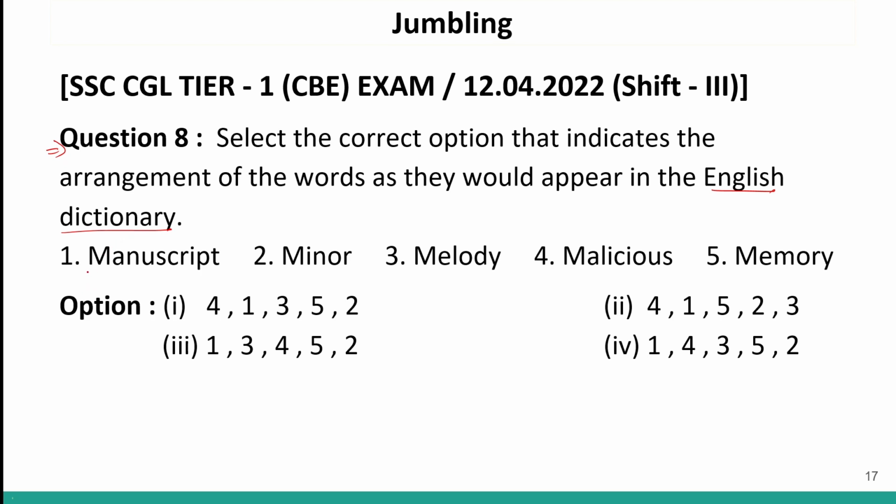So I can see M is common. Manuscript, minor, melody, malicious, and memory. M is common. We will move on to the next letter. Here we have A, which is 1. Here we have I, which is 9. Here we have E, which is 5. Here again we have A, which is 1, and here again we have E, which is 5.